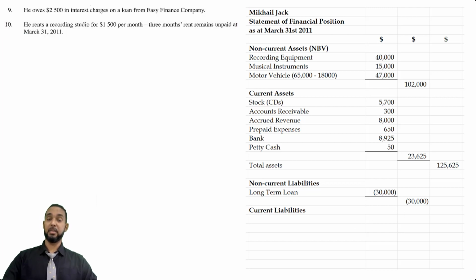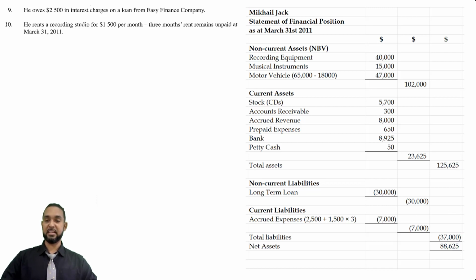So we're just going to put them as one item in the balance sheet. Right, so you're going to see, as I have it there, accrued expenses, the 2,500 for the interest expense, plus the 1,500 by 3 for the accrued rent, 7,000. We're going to add those 2 items together to get total liabilities of 37,000, which are going to be subtracted from the total assets to give us the net assets, 88,625.